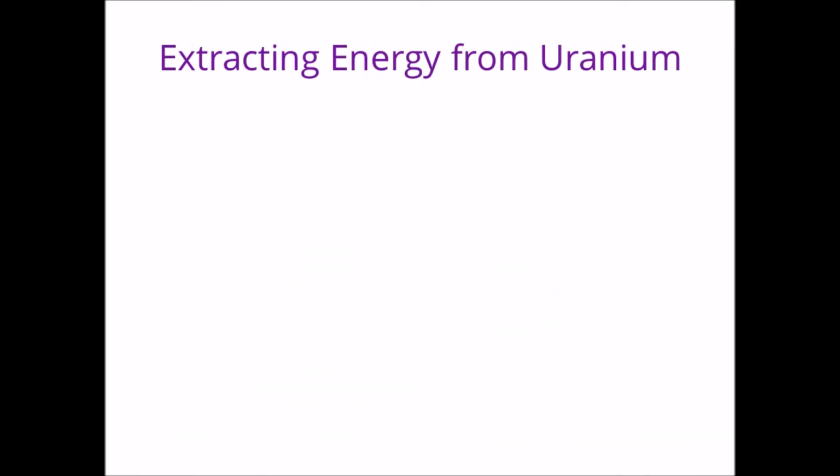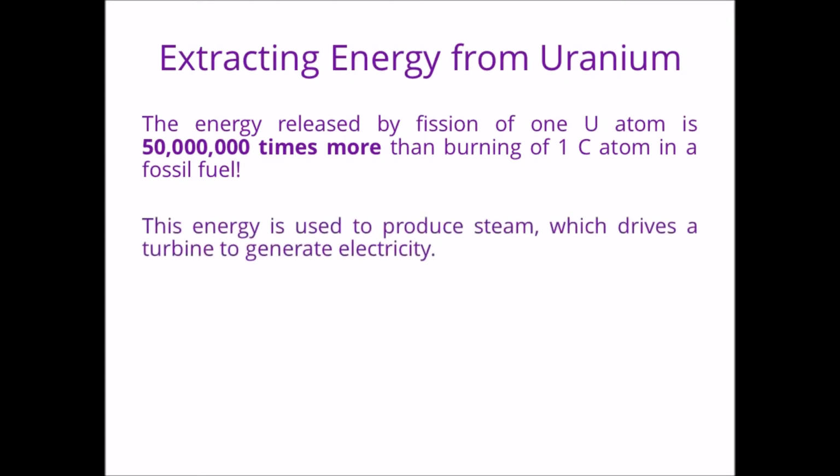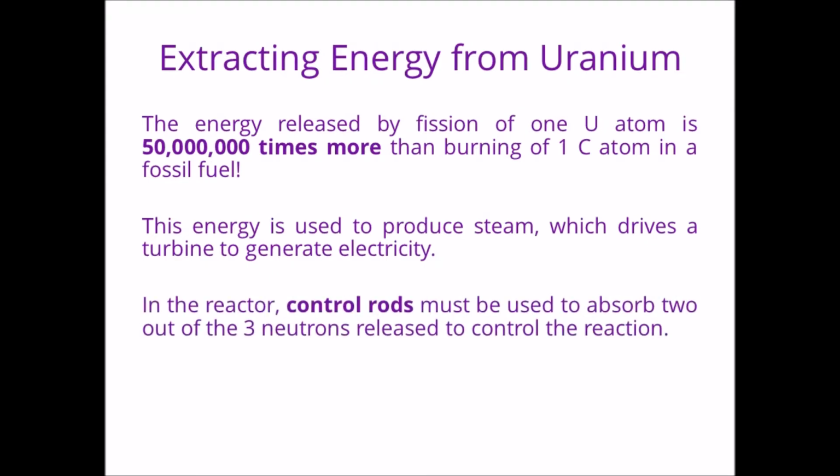So, as we've said, the energy released by nuclear fission is massive. Actually, if you split one uranium-235 atom, it releases 50 million times more energy than combusting one carbon atom from a fossil fuel. This energy, just as you would do so in a conventional power plant, is used to produce steam, which drives a turbine to generate electricity.